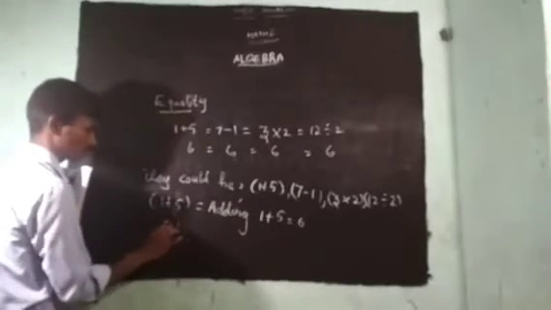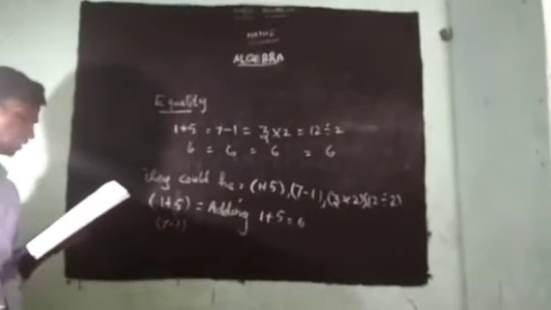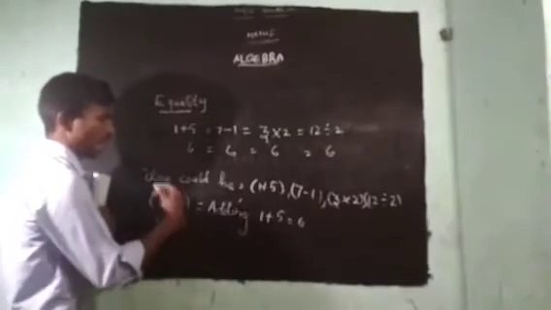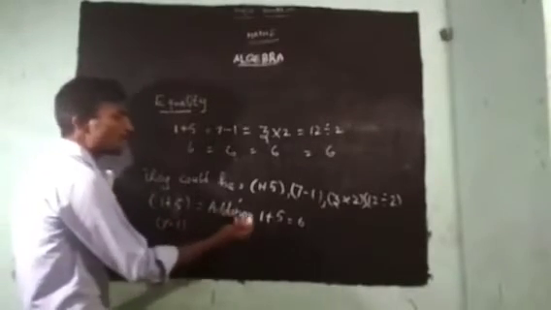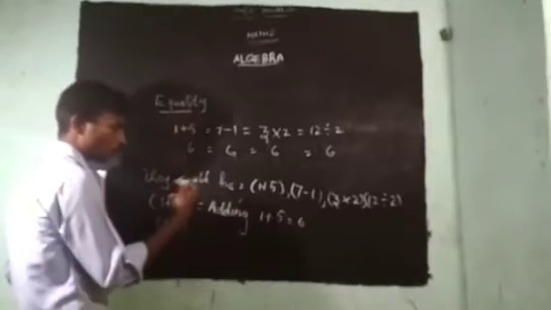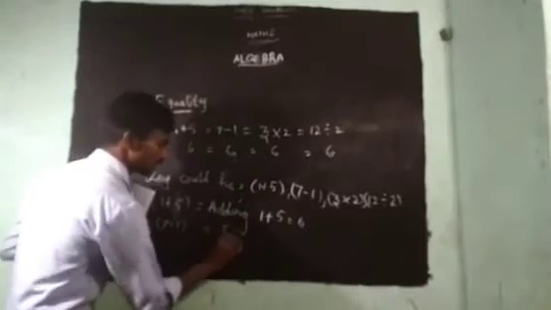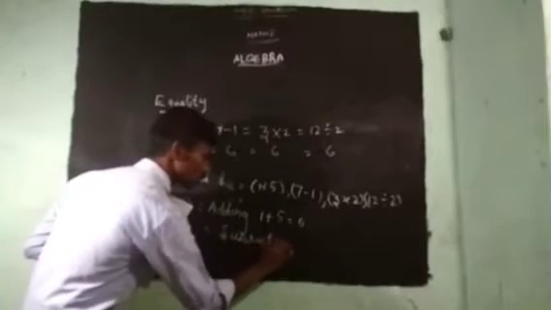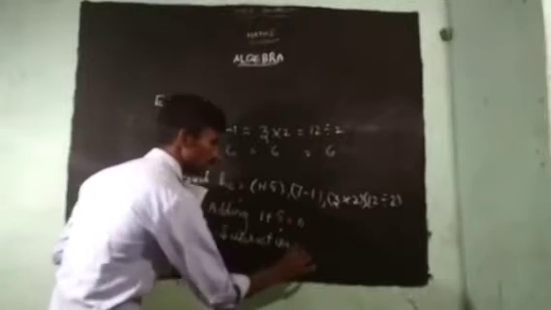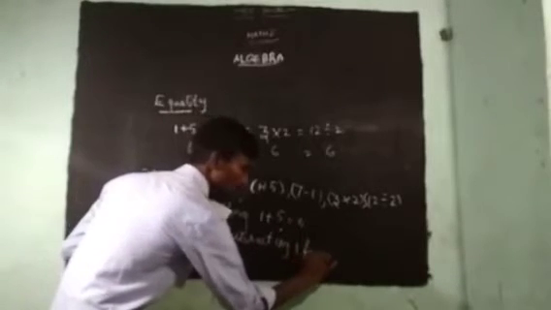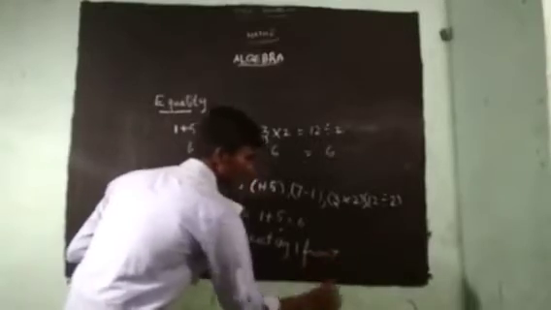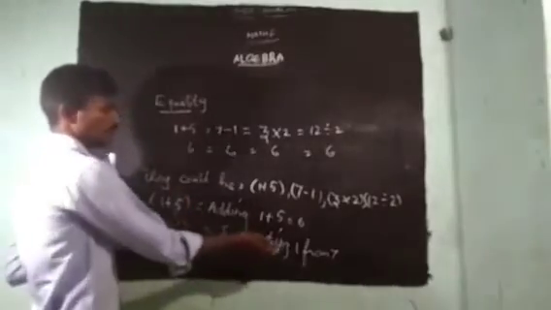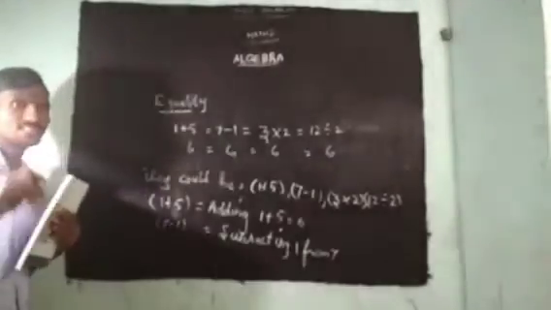7 minus 1 means subtraction. We need to subtract 1 from 7. What are we doing here? We are subtracting 1 from 7. So what will we get? We will get the same answer, 6.